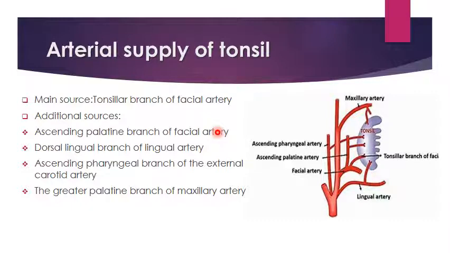Arterial supply of tonsil is very rich. Main source is the tonsillar branch of the facial artery. Here you can see the tonsillar branch of the facial artery. Additional sources are the ascending palatine branch of the facial artery, the dorsal lingual branch of the lingual artery, and the ascending pharyngeal artery, which is a branch of the external carotid artery. This one is the external carotid artery, and here is the ascending pharyngeal artery. It also gives branches to the palatine tonsil, and the greater palatine branch of the maxillary artery.